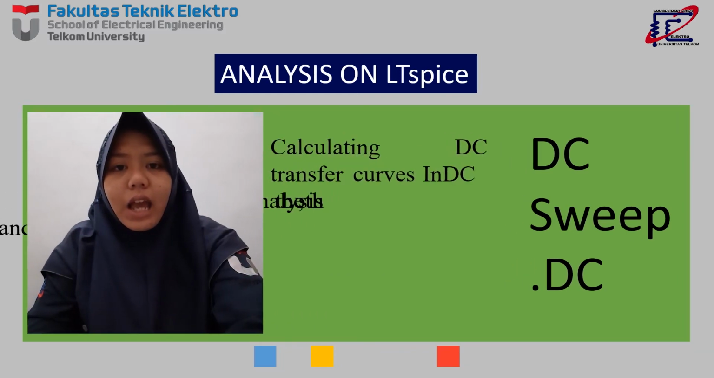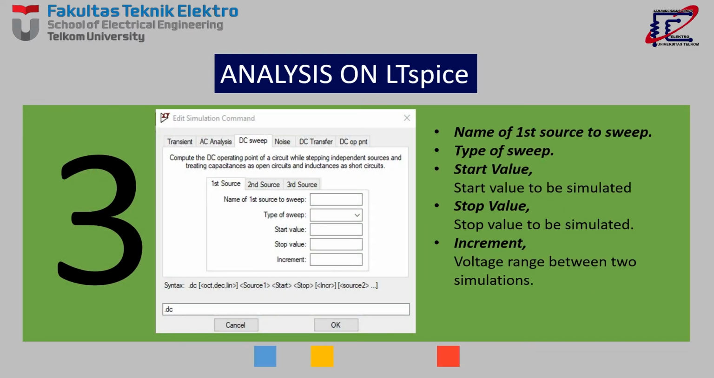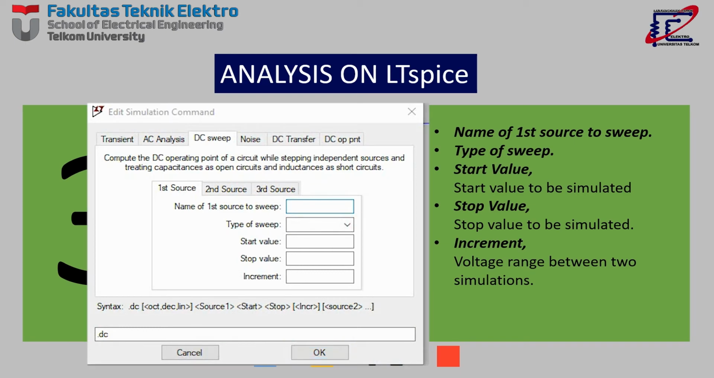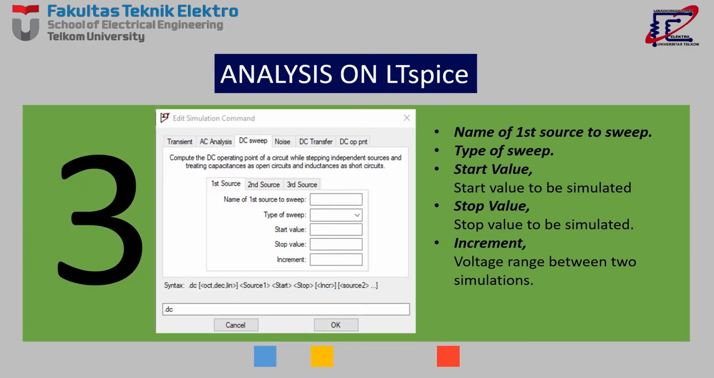In DC analysis, DC transfer curves are calculated while both the voltage source and the current source used have a constant value. There are important parameters for DC analysis. Number one is the name of the first source to sweep. Number two is type of sweep. Number three is start value, the value to be simulated from the start. Number four is stop value, the value to be simulated up to. And number five is increment, the voltage range between two simulation points.